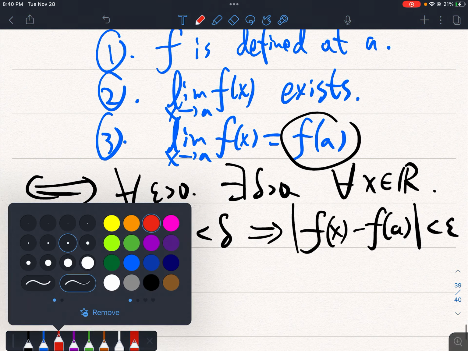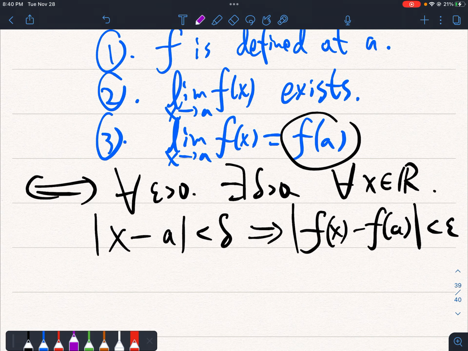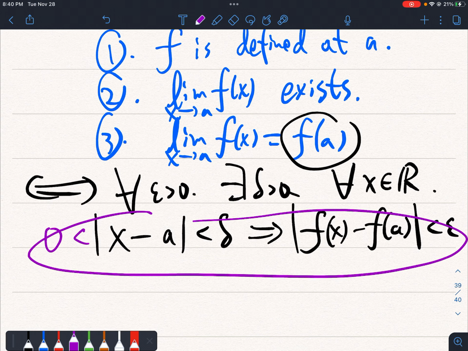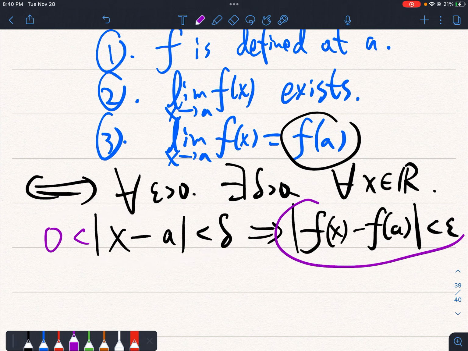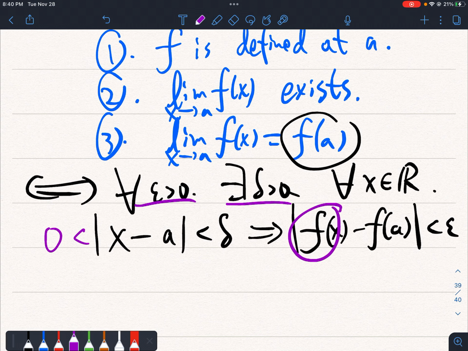And you can check that if this is true, then on the other hand, if the bigger than 0 condition is included, this is still true because that is a stronger condition than the original condition. This means that for epsilon, you have some delta such that for x close enough to a, f of x is close enough to this value f of a, which means this is true.